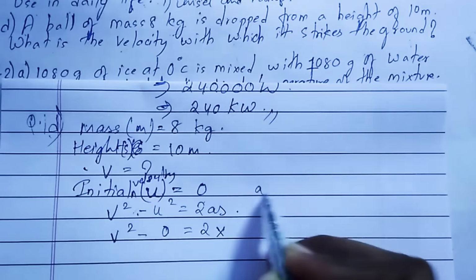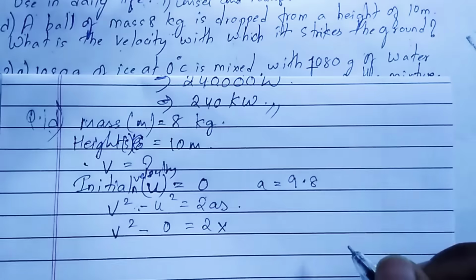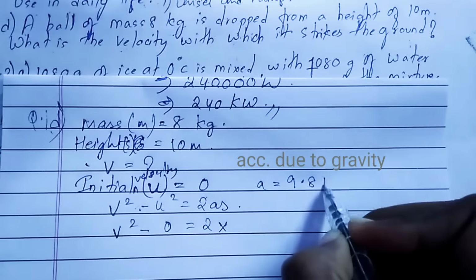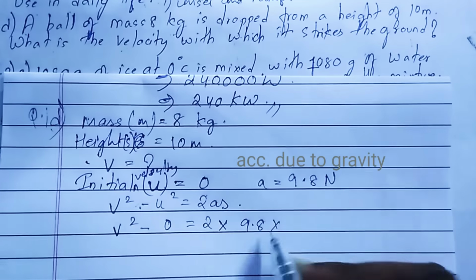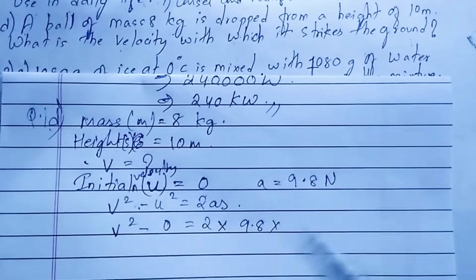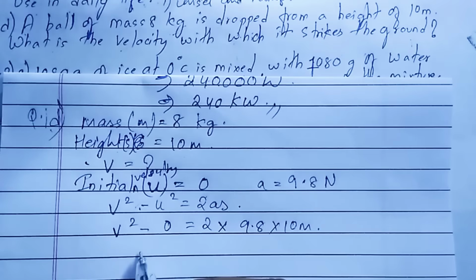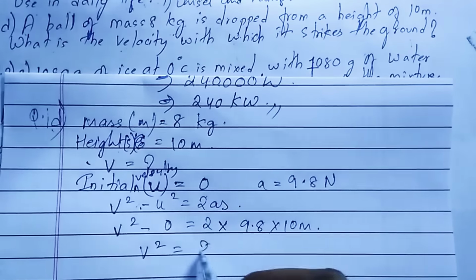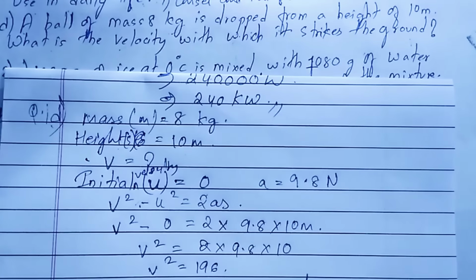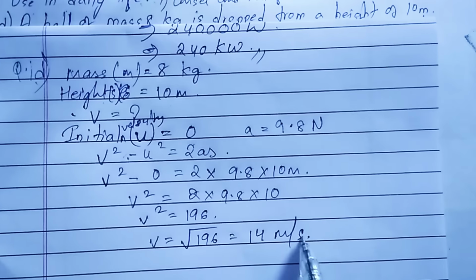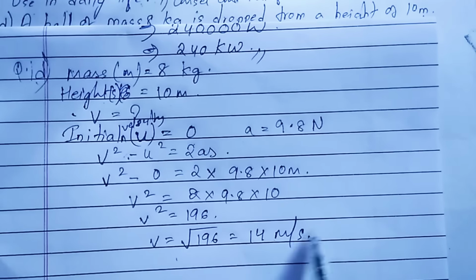Acceleration is always 9.8 Newton. So it will be 9.8, and s, that is your height, displacement, will be 10 meter. So you need to find v square: 2 into 9.8 into 10. It will be v square is equal to 196, and v will be equal to root over 196, that is your 14 meter per second. So velocity is your 14 meter per second.